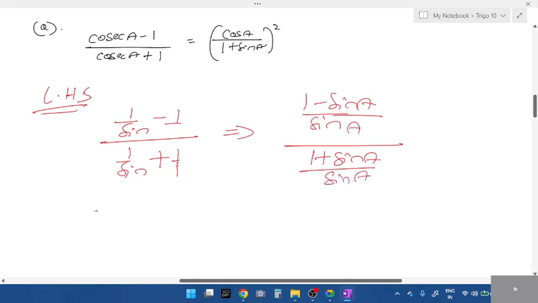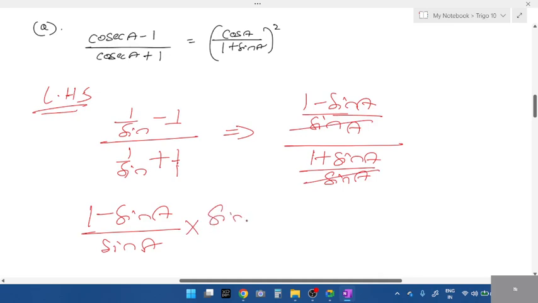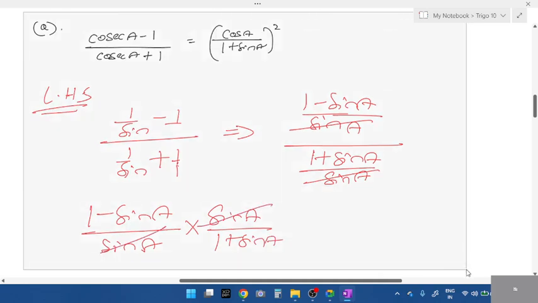Which one gets cancelled? If I rewrite this as 1 by sine A divided by sine, some you can cancel directly, no problem. You can write the answer. If you want, you can rewrite it like this. Rearrange: sine A divided by 1 plus sine A. Gets cancelled. So what is left, students? What is left?